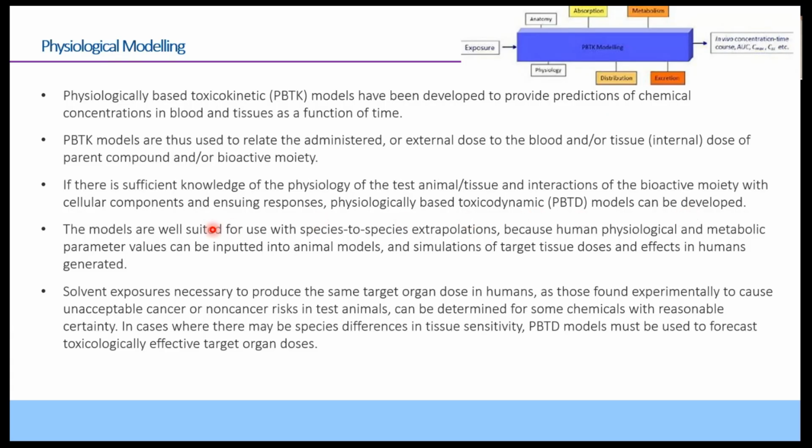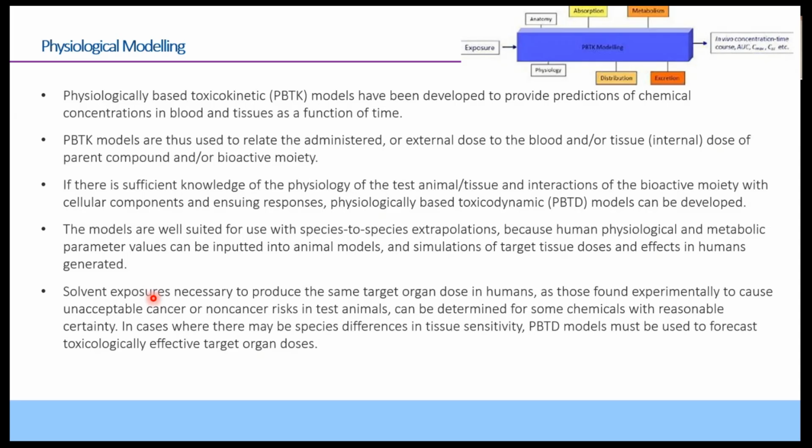The models are well suited for use with species-to-species extrapolations because human physiological and metabolic parameter values can be inputted into animal models and simulations of the target tissue dose and effect in humans generated. So these are used in the early phase of drug discovery when the PK data is available from animal models like mice, rats, or maybe dogs. So the PK guys use this data to extrapolate and derive the human doses and their PK parameters also.